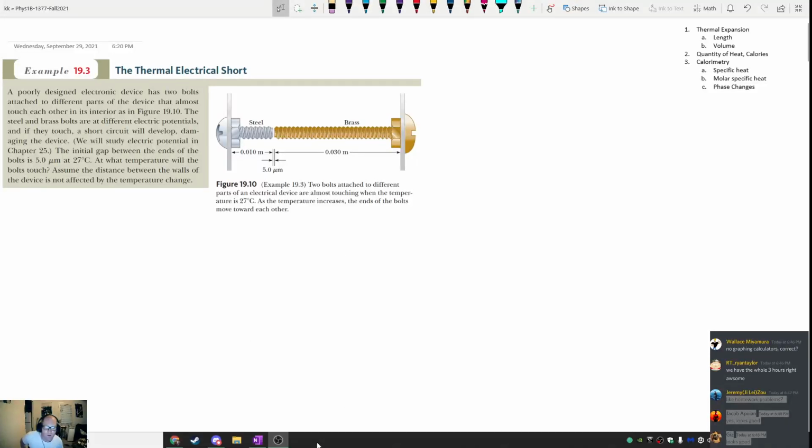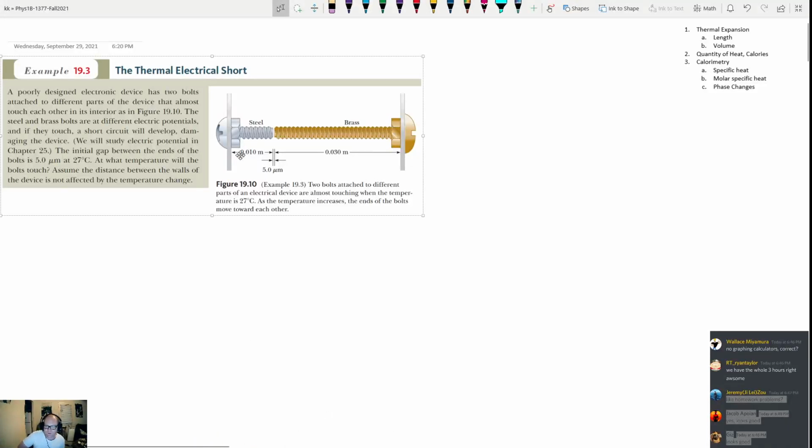Physics 1B for September 29th, and right now we're going to be talking about thermal expansion. We're finishing up a couple of details that we didn't finish last time. Then we're going to get into talking about quantity of heat, calories, and calorimetry. So let's just get right into it. We have a decent amount to cover tonight.